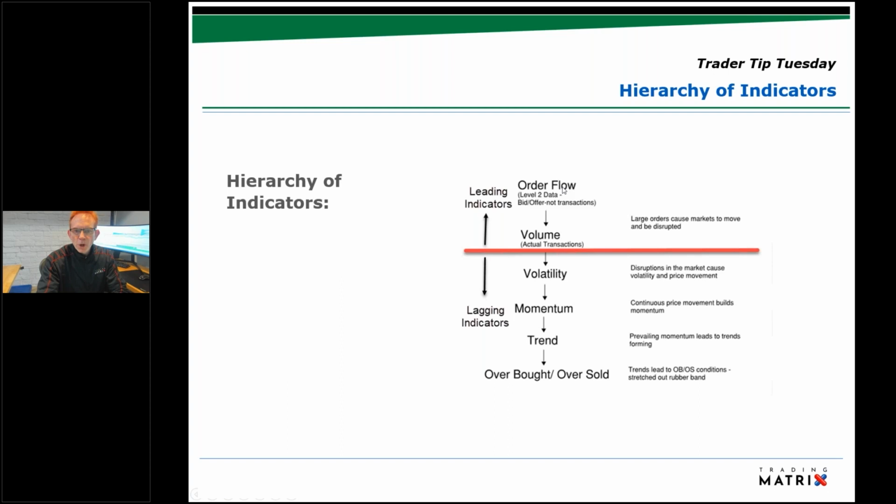So we start with order flow. Order flow is the first time there's any type of intention of somebody to do something. And order flow eventually is either canceled, expires, or transacts. When an order transacts, the amount of contracts or shares that are traded in the transaction creates the volume. Volume leads to volatility, volatility to momentum, momentum to trend, trend to overbought and oversold.